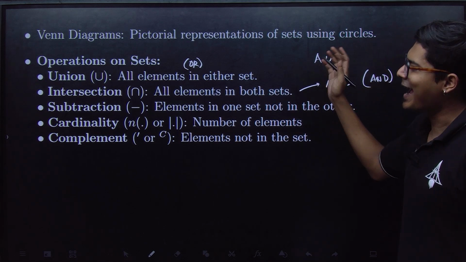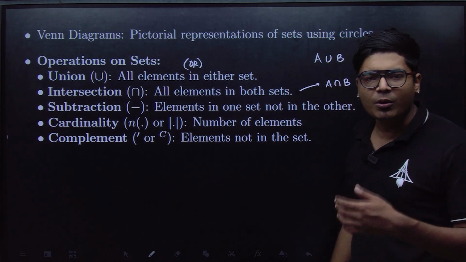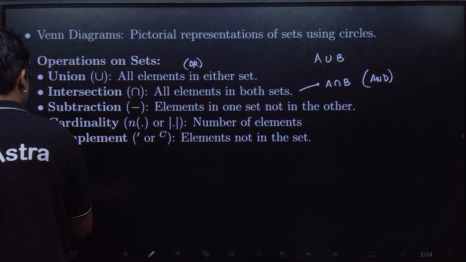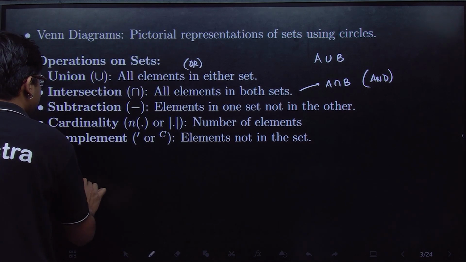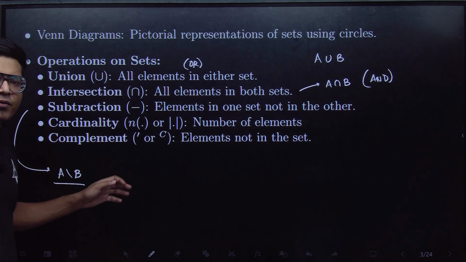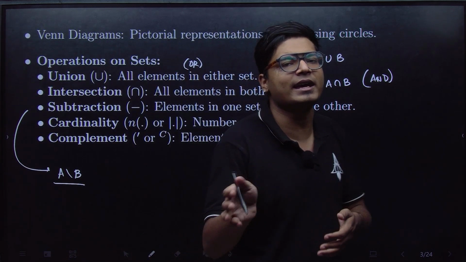Present inside A and B. Subtraction, okay? You can talk about the subtraction of two sets or the set difference. So if you talk about set difference, A minus B, it's basically look at every element which is present inside B. If it's present inside A, remove it. Whatever is left out inside A gives you A minus B.